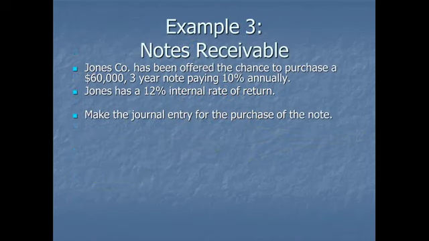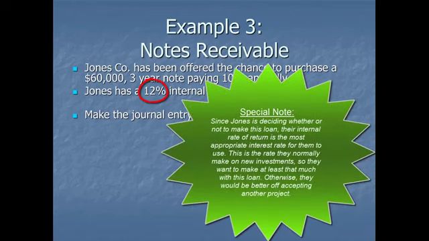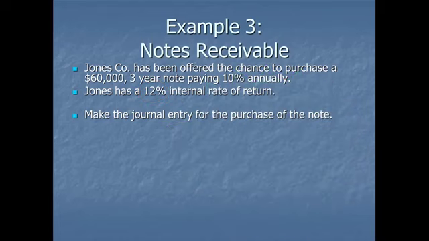This is Jones Company. Jones has been offered the special opportunity to invest in a $60,000 3-year note receivable. The note will pay 10% annually, so they'll get some interest as they go, and then the full amount will be due at the end of the 3 years. Jones has an internal rate of return, meaning they expect to earn this much on all of their investments, of 12%. We want to make the journal entry to show the purchase of this note or the loaning of this money to the other company.